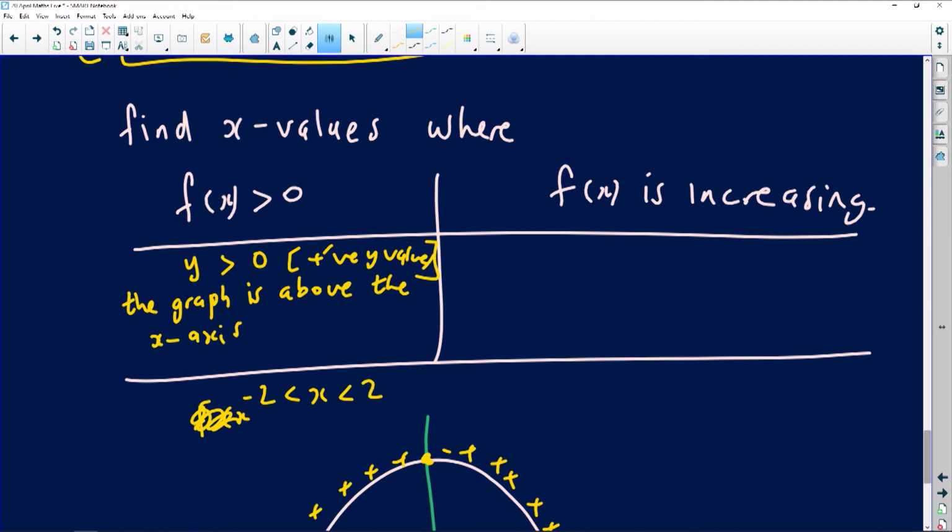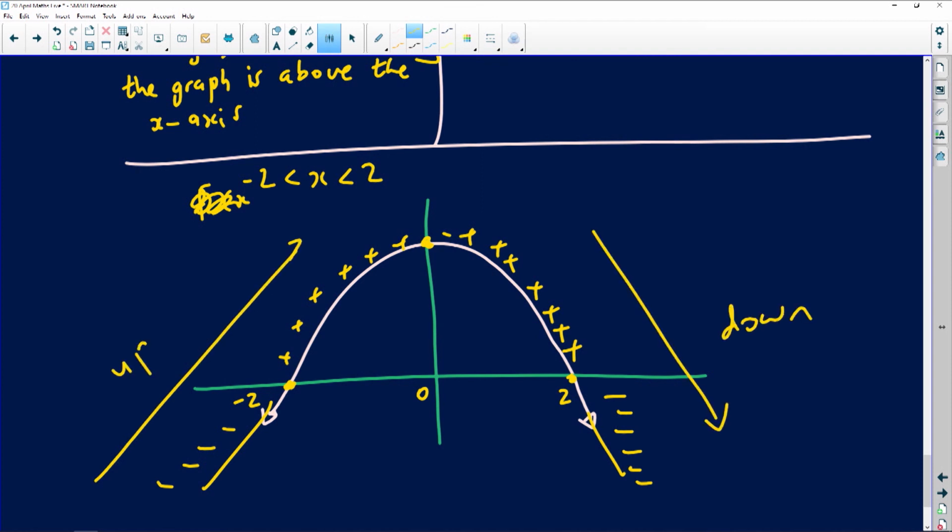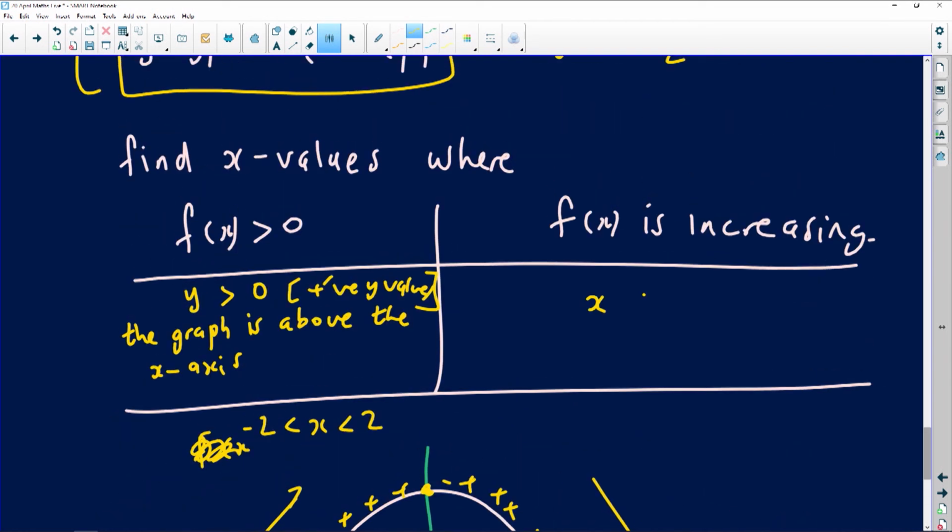And where is the graph increasing? We're asking where is the graph going up? You'll agree with me that the graph is going up this side, and then it's going down this side. We want it where it's increasing, which is where it's going up. And it's all x values before 0. So I'm going to say it's all x values that are less than 0. Don't say less or equals to, just say less than 0.